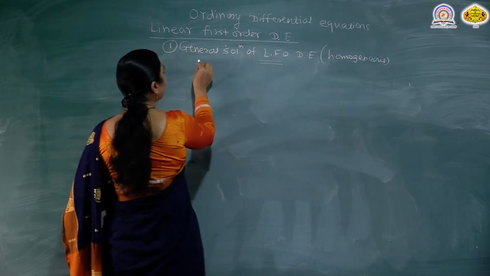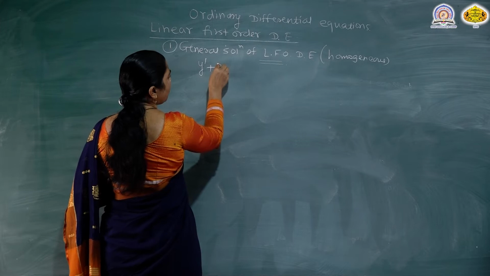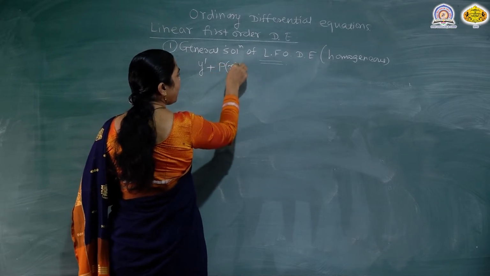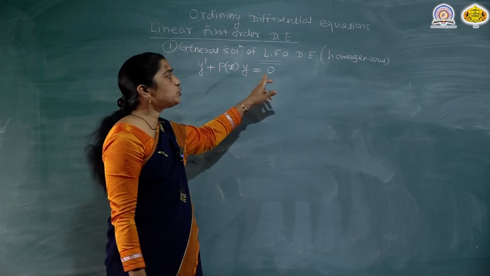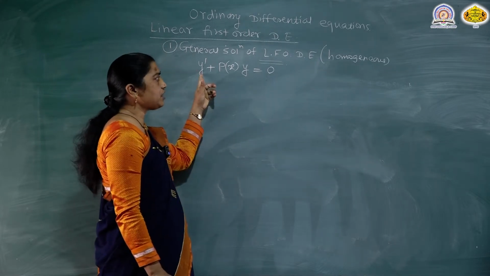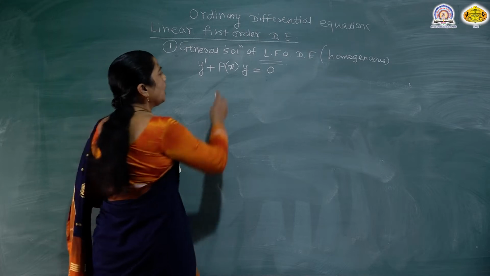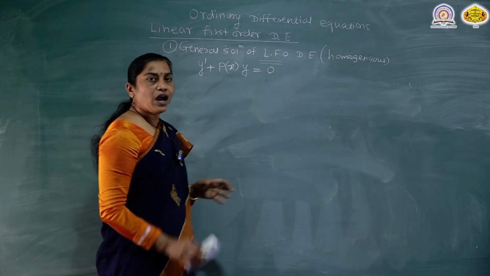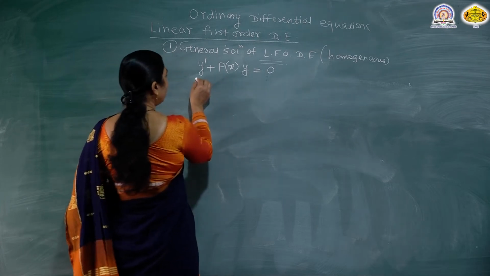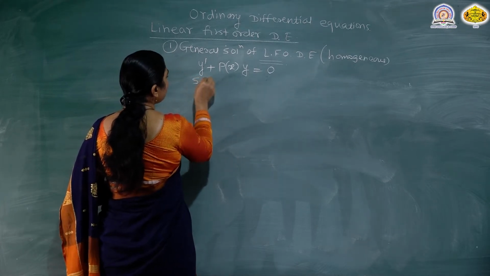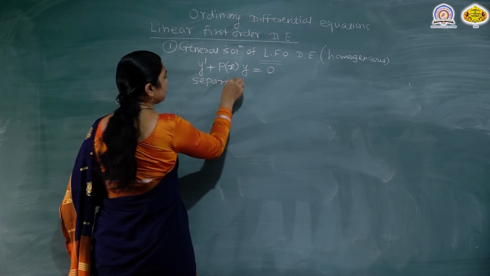That is, we want to find the solution of y' + p(x)y = 0. This is a homogeneous differential equation. It is linear and first order. One of the methods to find the solution of this general equation is the separation of variables method.